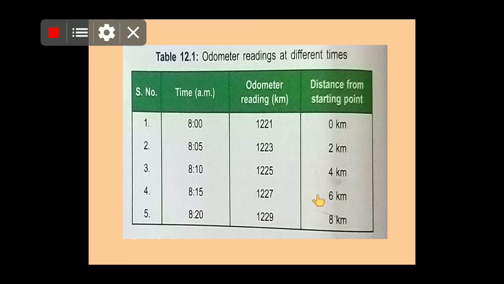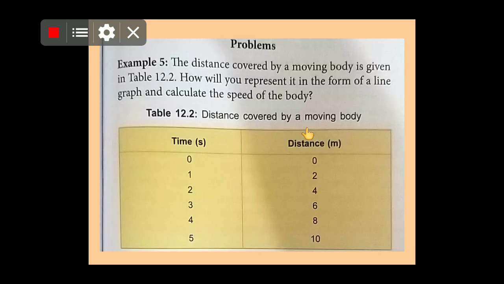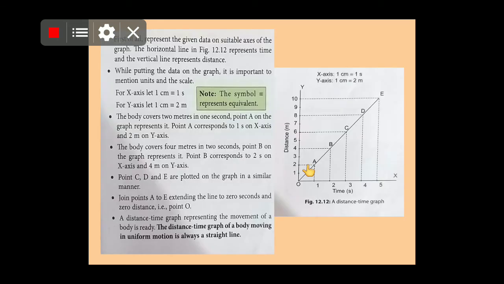So when you plot a graph between the time and the distance, you will observe a straight line. So the motion is uniform. So similarly students, when you see the distance covered by the moving object, and this is one data given over here, how you will represent it on the straight line. So hope students, you have understood how you can plot the graph.